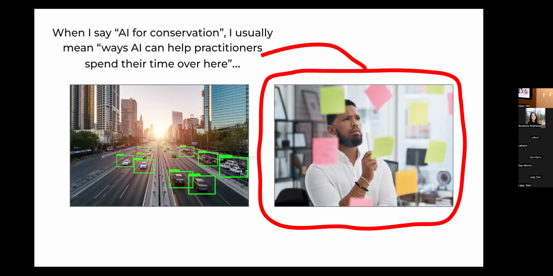So all the AI that I work on and all of the things that I mean when I say AI for conservation is really helping AI practitioners do as little of the stuff on the left as possible so they can spend their hard-earned time doing the kind of stuff on the right, the higher level decision making.